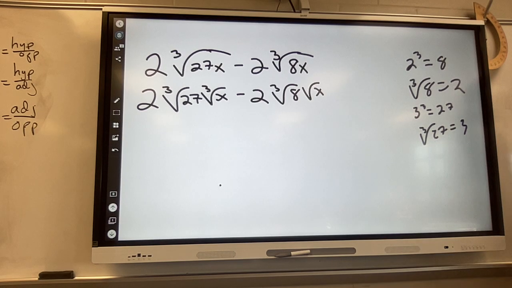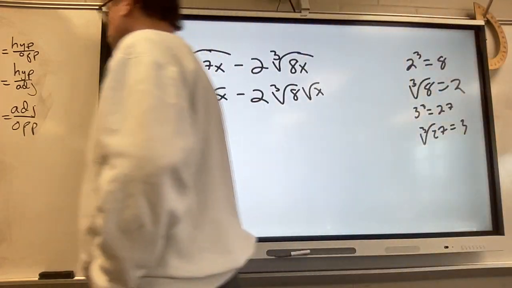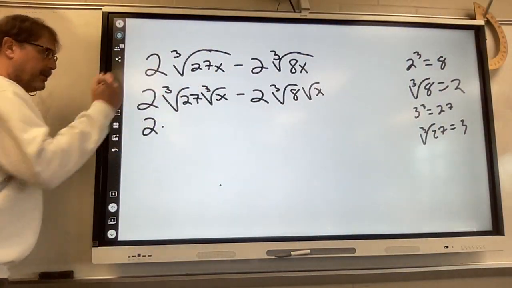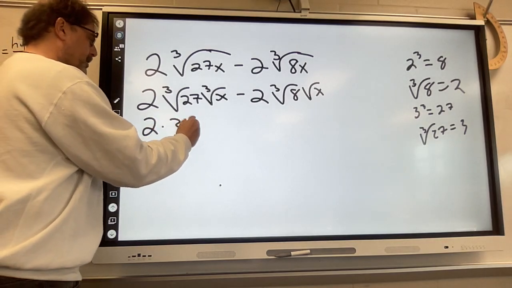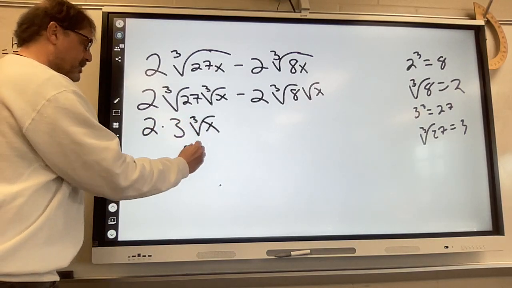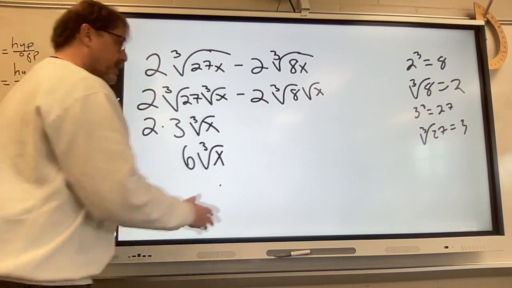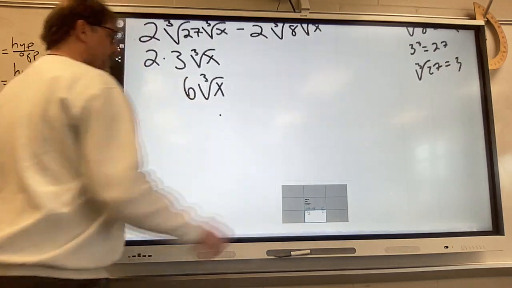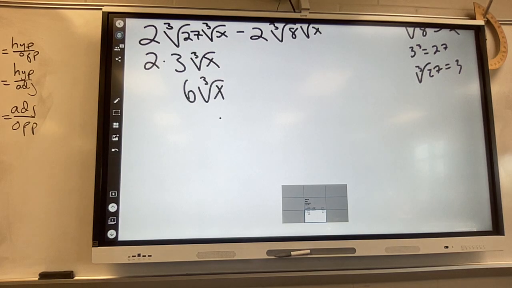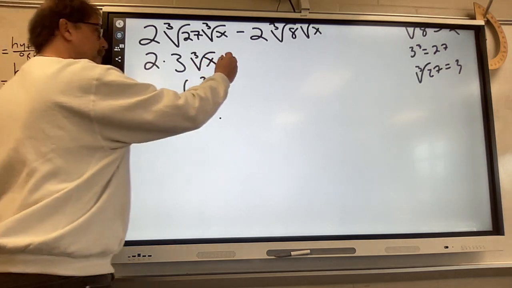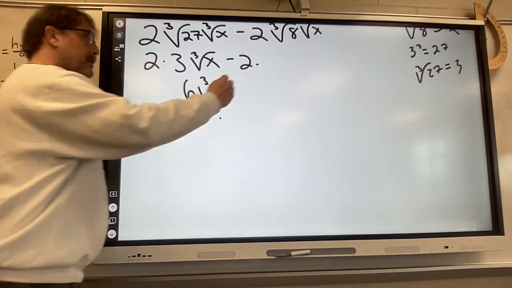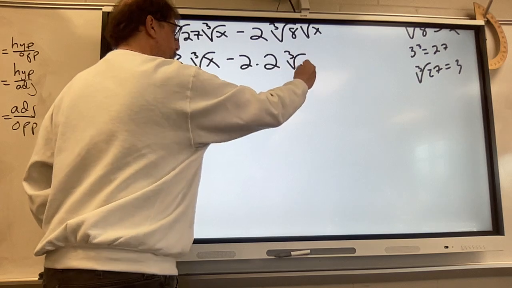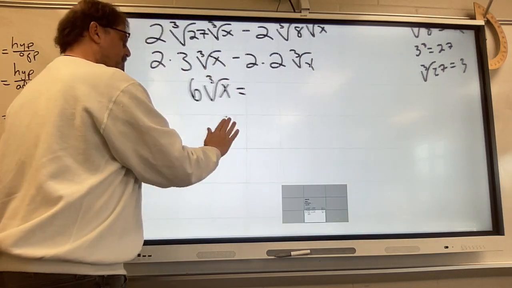I liked what Dr. Berger said, divide and conquer. This is 2. The cube root of 27 from learning a minute ago is 3. Nice job. 3 cube root of x. That is 6 times the cube root of x. And now the cube root of 8. The cube root of 8 is 2 times 2 times 2. That should be just this.